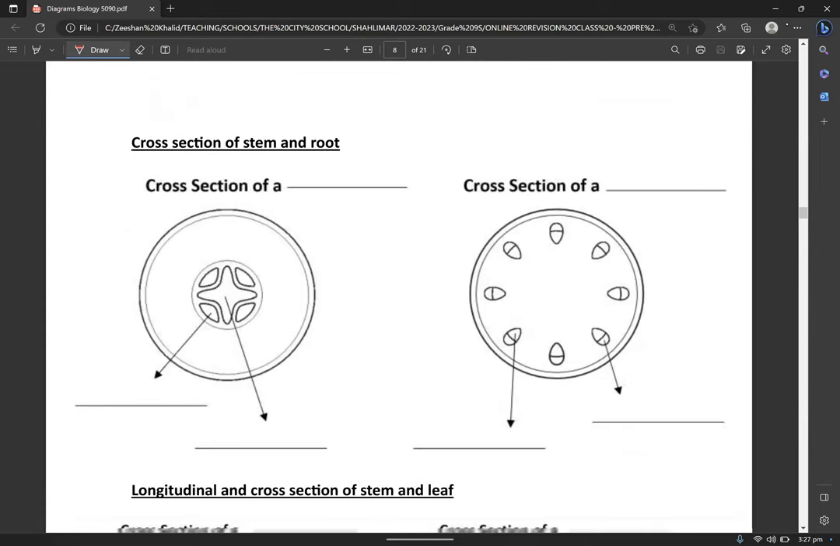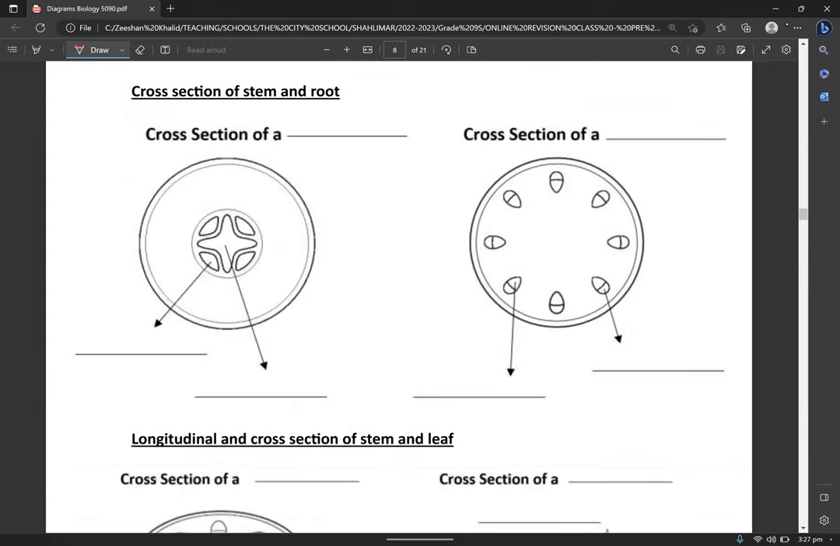Okay, then this is the cross section of a stem and root. Sabse pehle toh aap ye bataiye left wala kaun sa hai ji. Ye hai ji cross section root ka. Iske beech mein jo X wali cheez hoti hai wo xylem hota hai, aur jo bahar wali cheez hoti hai that is phloem. And this is a cross section of a stem. But iske bahar wali jo cheez hai, that is phloem, aur jo iske andar hai, that is known as the xylem. Okay.